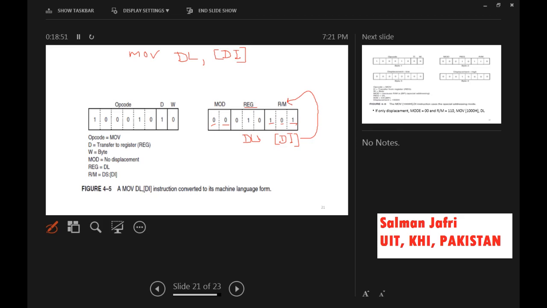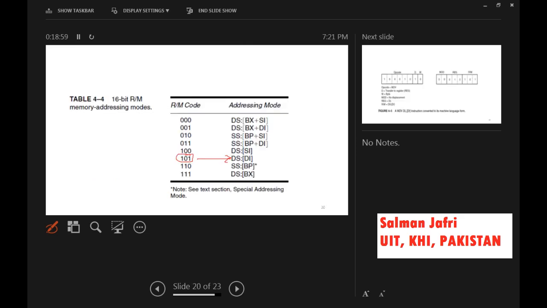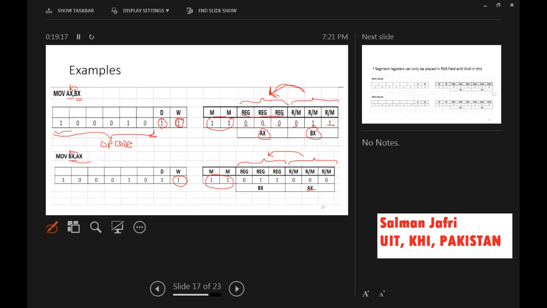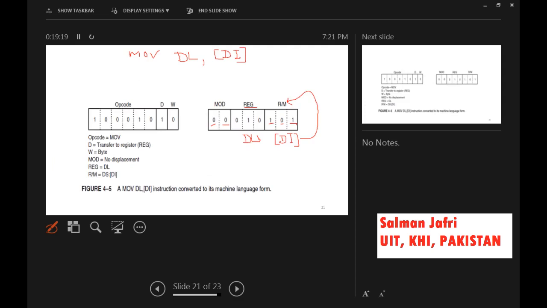Now we have to look at the 8-bit code for DL because our instruction is move DL, in brackets DI. So now let's look at the other table. And where is DL? DL is over here. And the DL's 8-bit code is 010. So the code of DL, 010, is placed in the REG field.